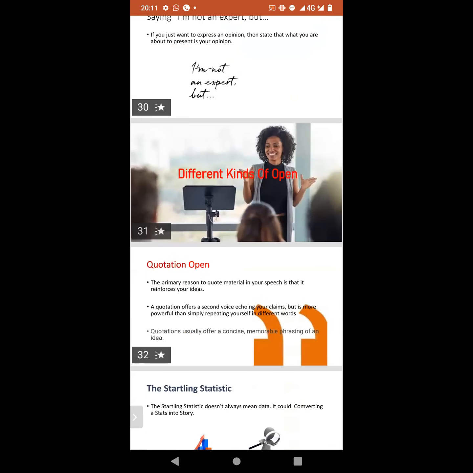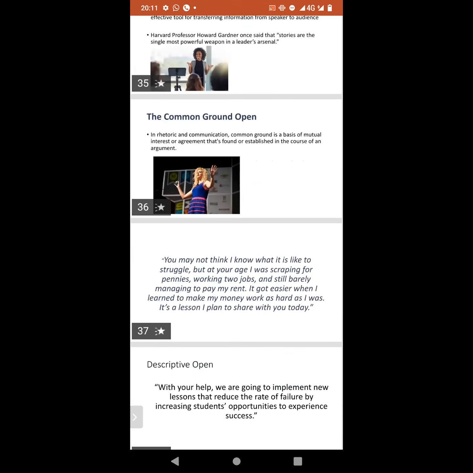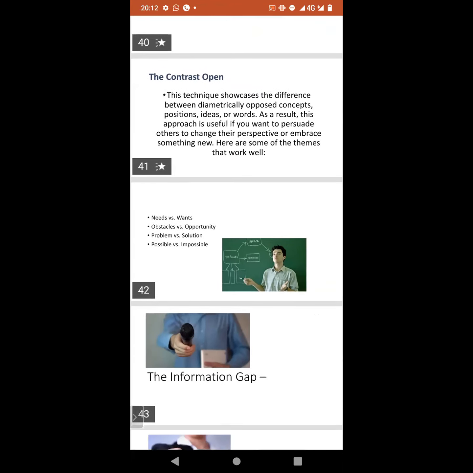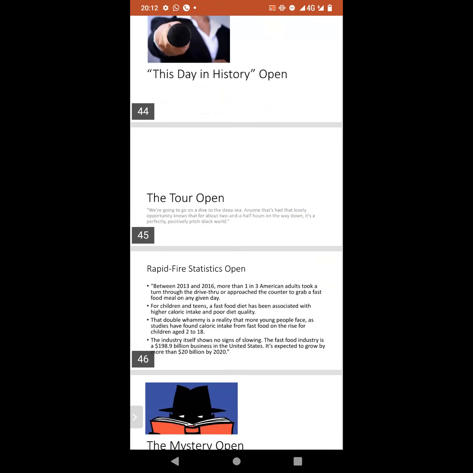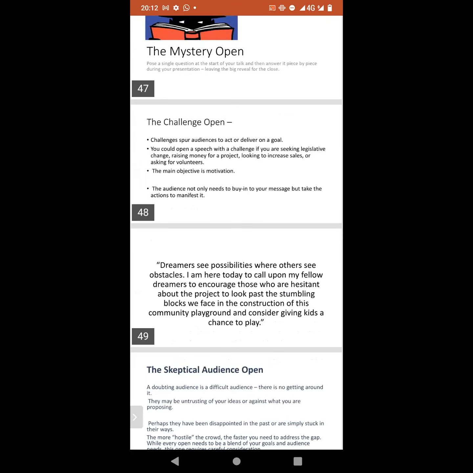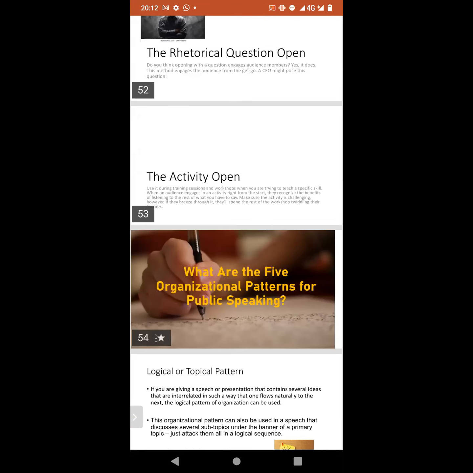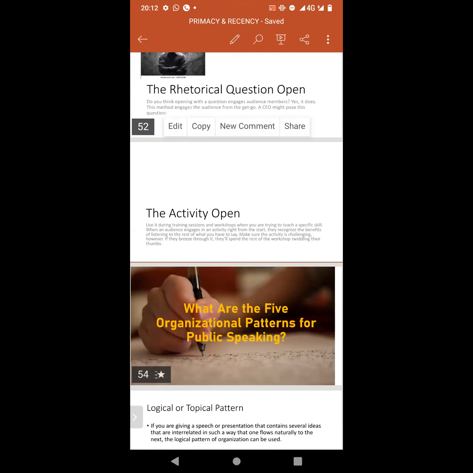Then we looked at different kinds of open: quotation open, statistics, the anecdote, common ground open, descriptive open, third person anecdote, show of hands open, the contrast open, the information gap open, this day in history open, the tall open, rapid fire open, the mystery open, the challenge open. We gave some examples. The skeptical audience open, the rhetorical question open, the activity open. And that's where I think we stopped. But I want you to realize that these opens you can combine one or two to get the kind of results that you're looking for.